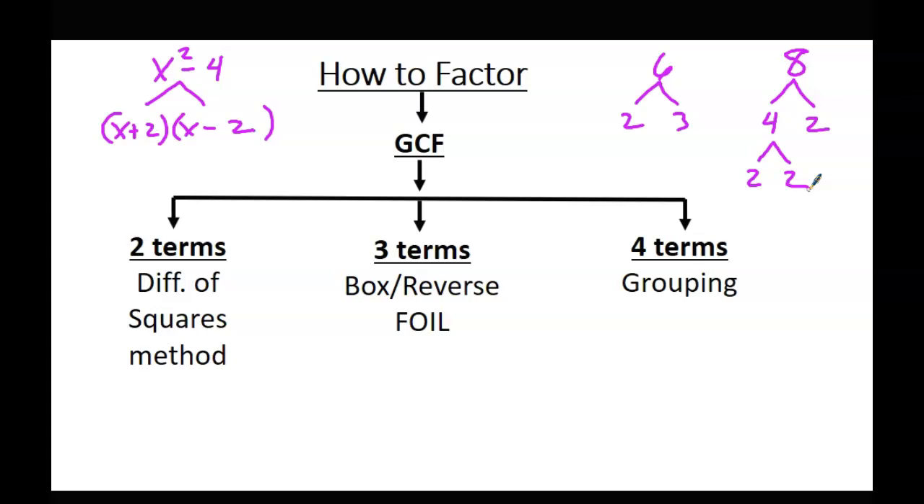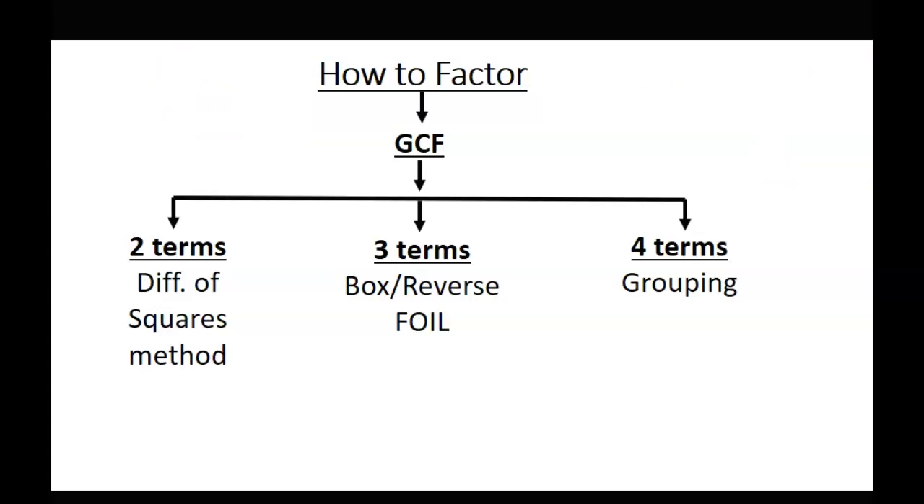Sometimes you have to factor a few times to get it completely done. Okay? Here's how you're going to do it. Here's the order you're going to go in. We always start by looking for a GCF first. Always take out that GCF. It makes the rest of the problem super easy if you start by getting rid of your GCF. Makes the numbers smaller, etc.